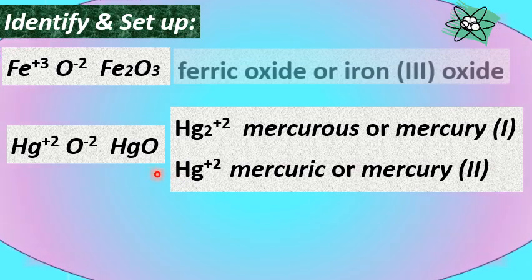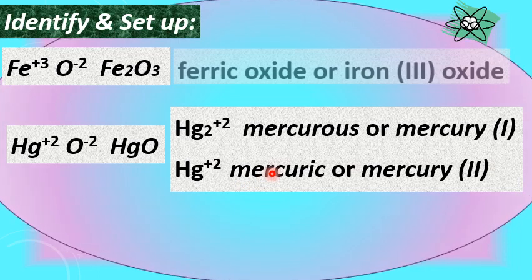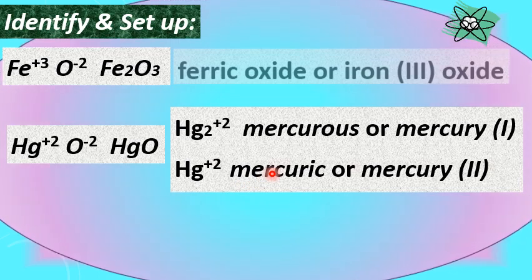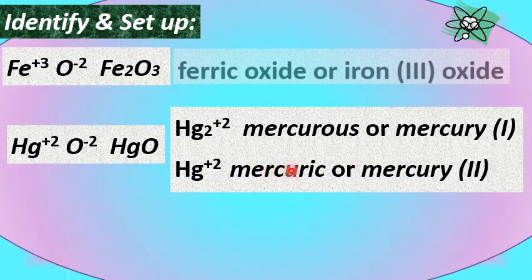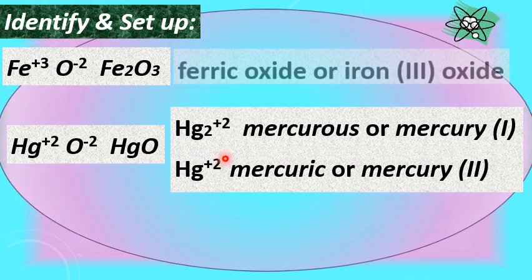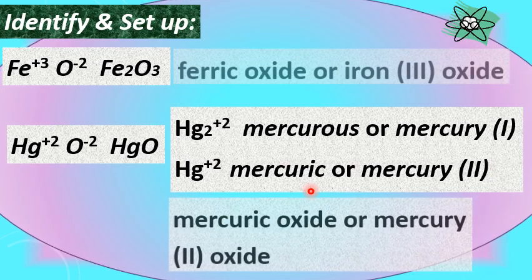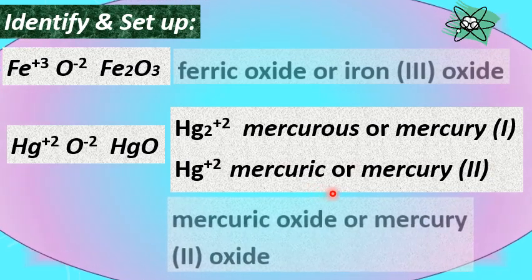or mercury Roman numeral 1, while the monatomic mercury ion is written or read as mercuric or mercury Roman numeral 2. So therefore, the compound HgO is written as mercuric oxide or mercury Roman numeral 2 oxide.